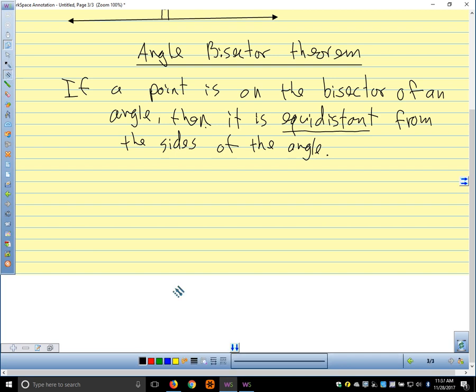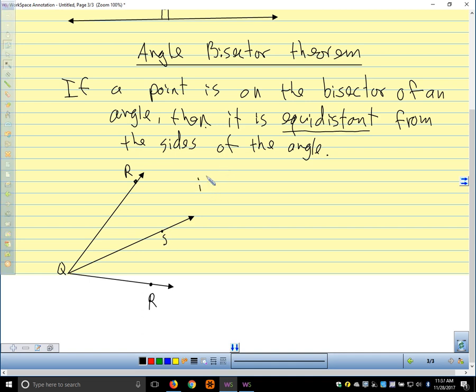So if we draw a picture here, here's my angle. And I'm going to call this angle PQR. And I'm going to draw the angle bisector. So this ray is the angle bisector. And I'm going to say if ray QS bisects angle PQR. This should be a P. Sorry.